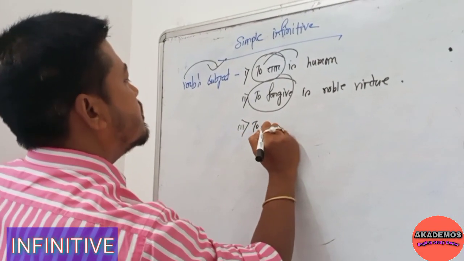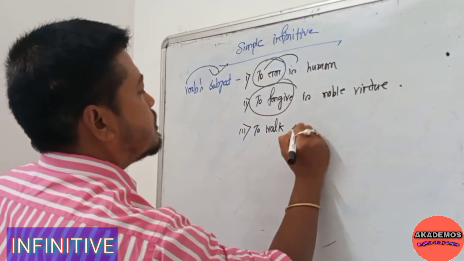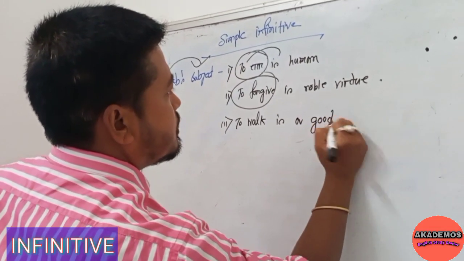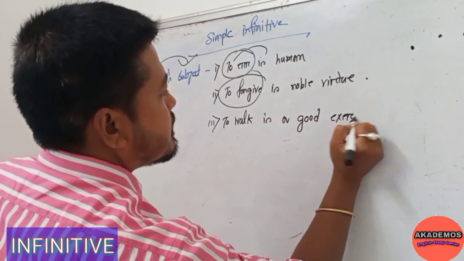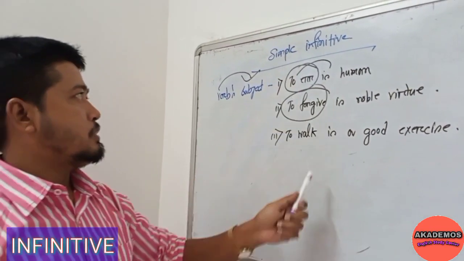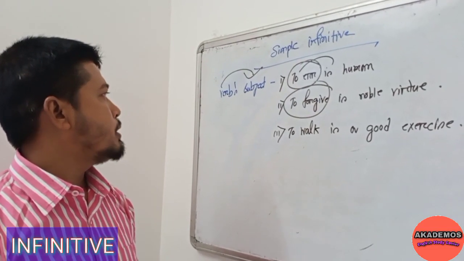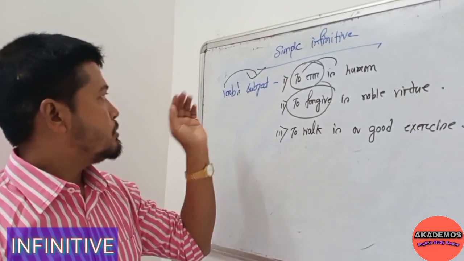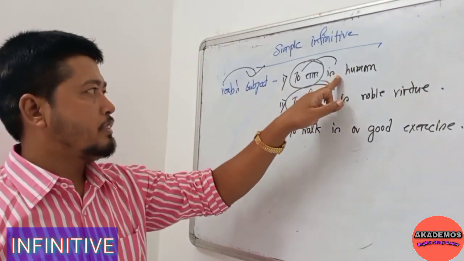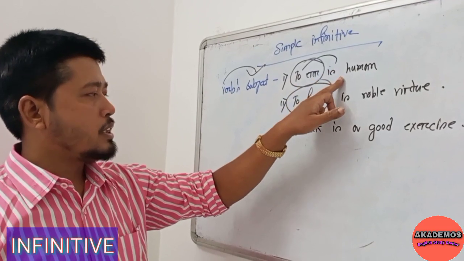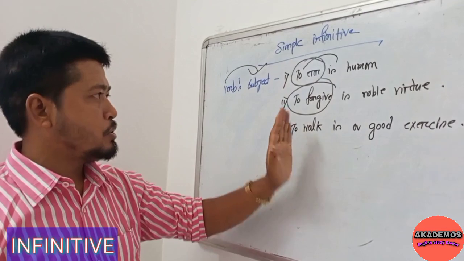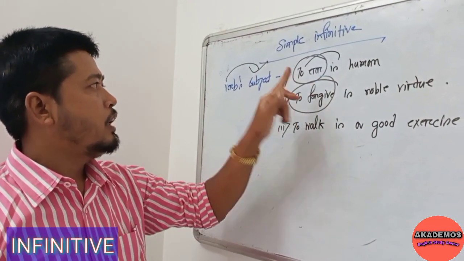To walk, just like gerund, to walk is a good exercise. This is how the simple infinitive is formed, and it is the subject of a verb. What is subject of verb? Here the verb is the finite verb. What is a finite verb? And in the formation of this infinitive, it has been used before the verb. That's why it is called subject of verb.